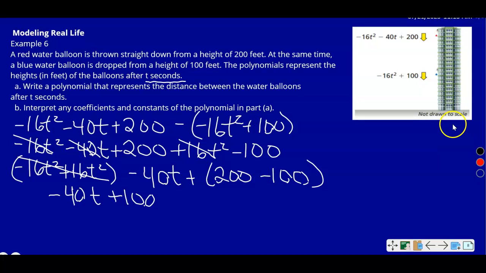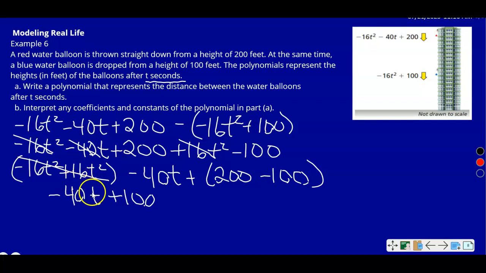We know that because we subtracted to get that answer. If we wanted to find out how far the balloons were apart at the initial drop, we could let t equal 0, at 0 seconds. That's before anything dropped. 0 times negative 40 would just be 0, plus 100 would indicate that these two balloons are 100 feet apart at the initial drop. So when they got ready to drop the balloons, they were 100 feet apart.